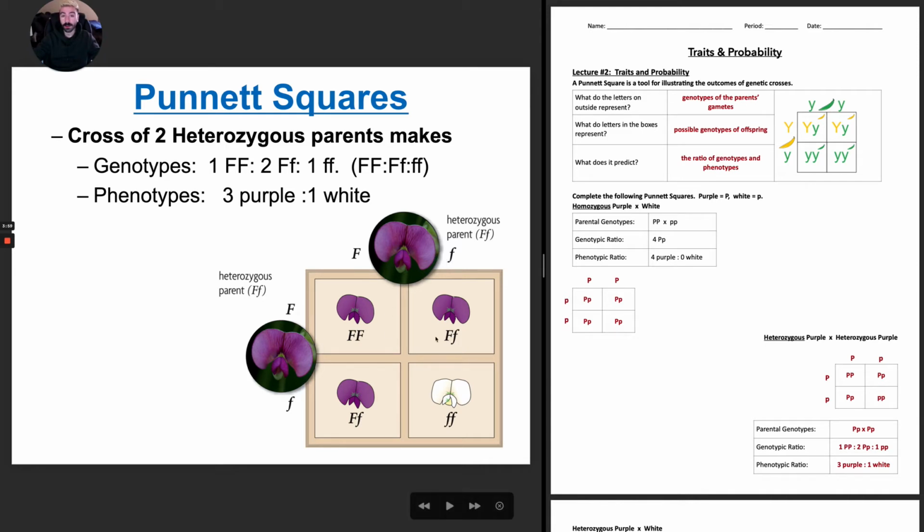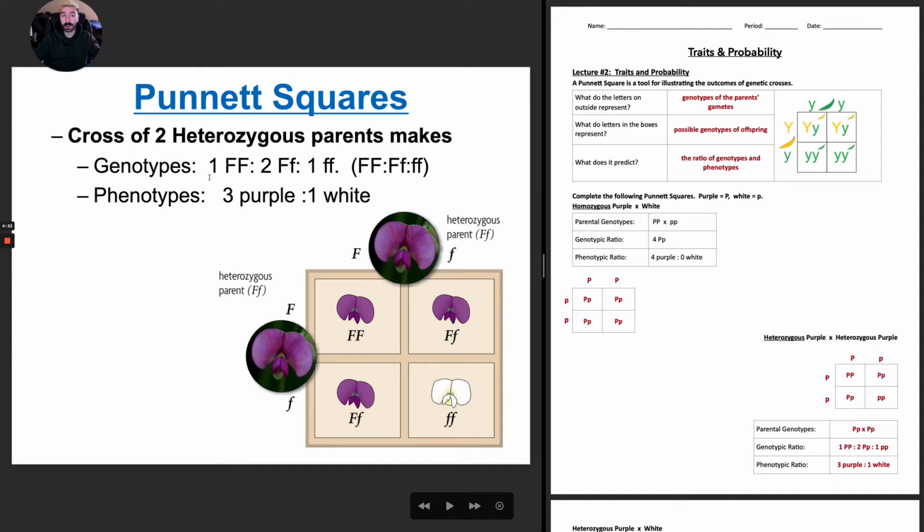Now what I want to show you here is actually the ratios. So here he crossed a heterozygous purple plant with a heterozygous purple plant. This big F gets carried to here, this little f gets carried into these. This big F gets carried into here, and this little f gets carried into these. So in this box, you've got big F, big F. In this box, you've got big F, little f. In this box, you've got big F, little f. And in this box, you've got little f, little f.